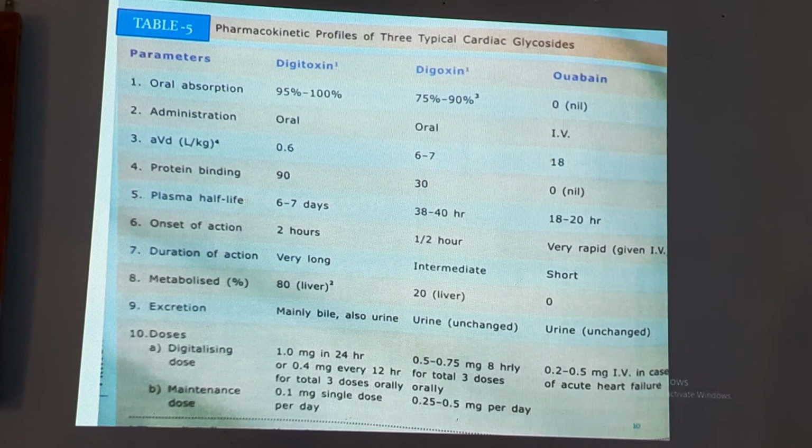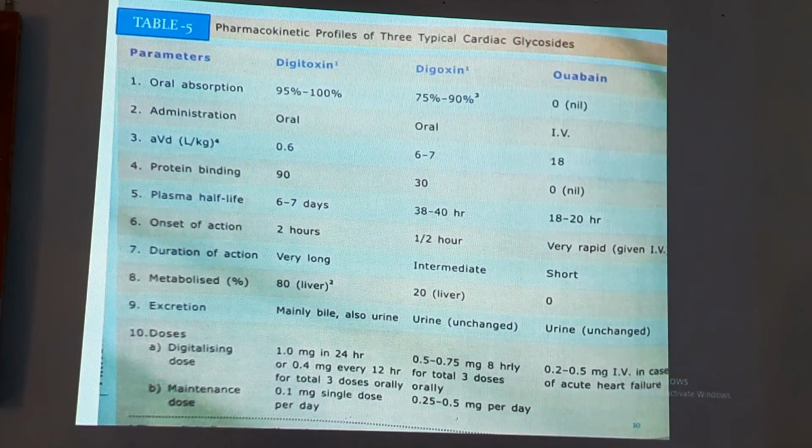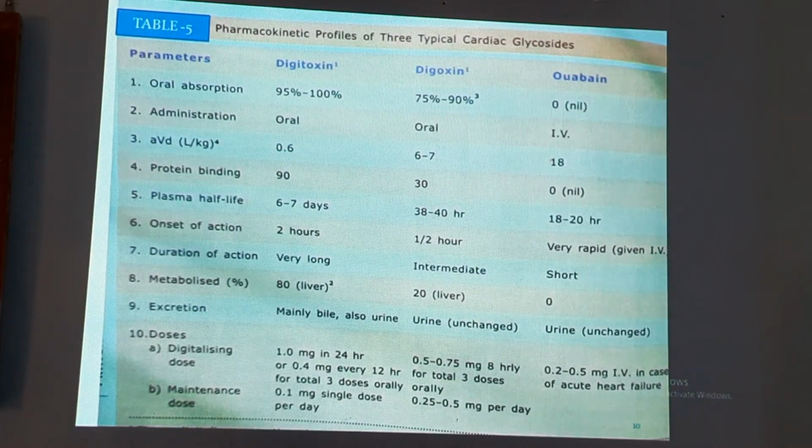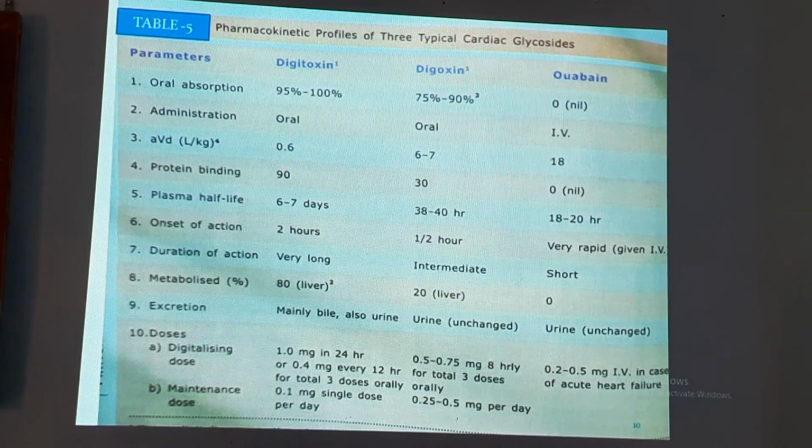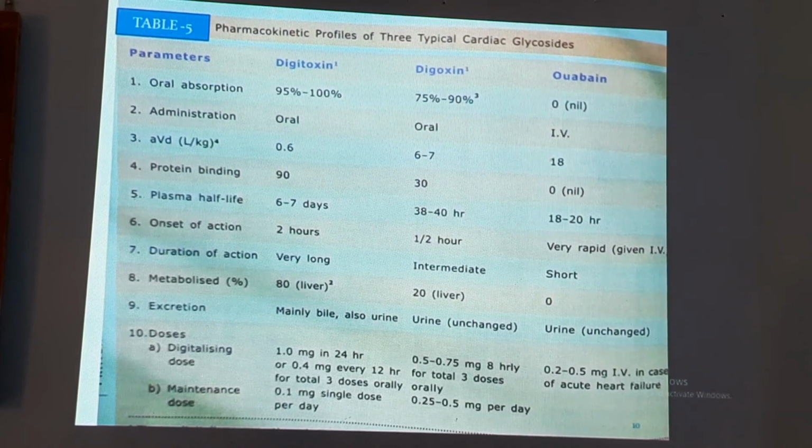Metabolism: 80% of digitoxin is metabolized in the liver, while digoxin is only up to 20% metabolized in the liver, and ouabain does not undergo any metabolism. Excretion: mainly through bile and also urine for digitoxin, while for digoxin it is urinary excretion, and ouabain also has urinary excretion in unchanged form.